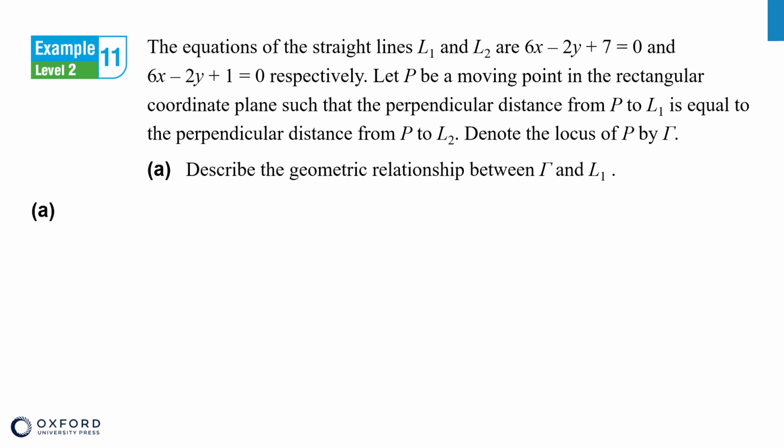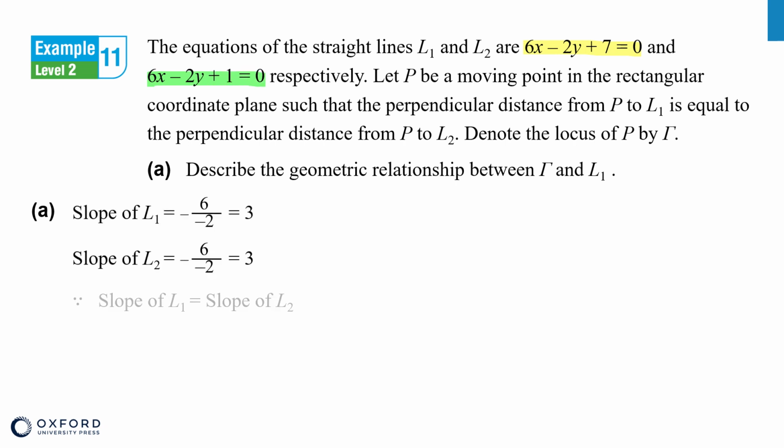To find the geometric relationship between gamma and L1, we need to first determine the geometric relationship between L1 and L2. Let's consider their slopes, which are both 3. Okay, their slopes are the same. That means L1 and L2 are parallel.